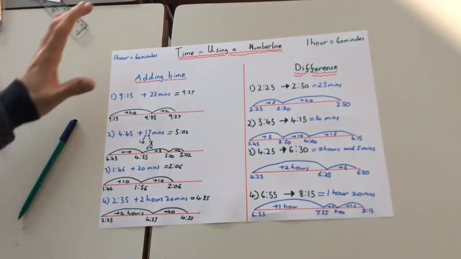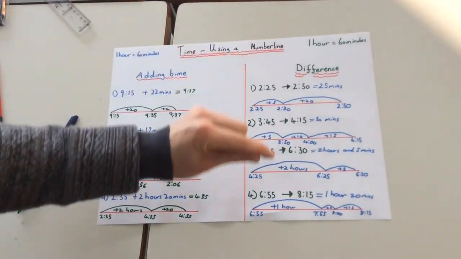What we've learned to do is add time using a number line and find the difference using a number line.